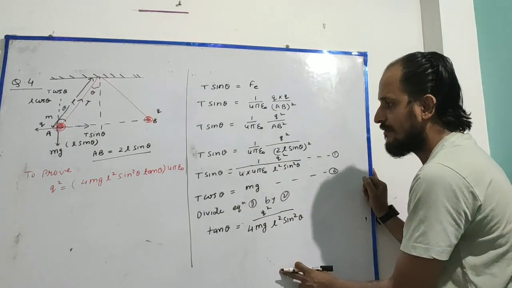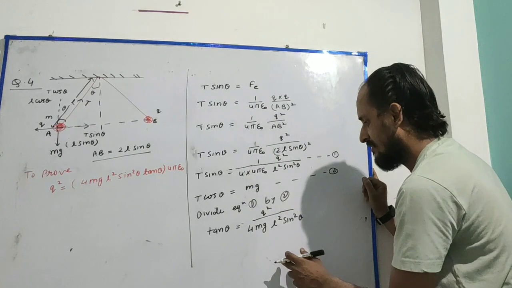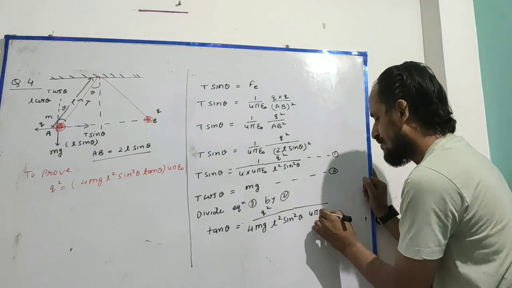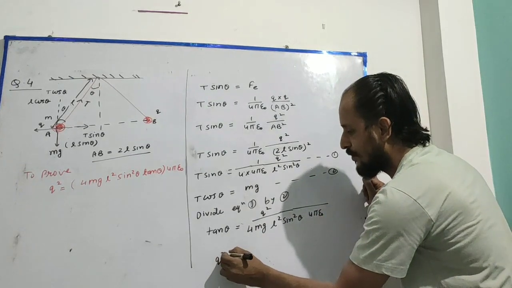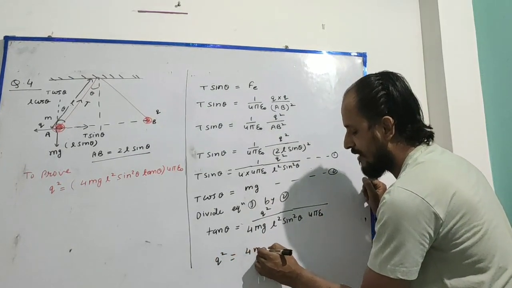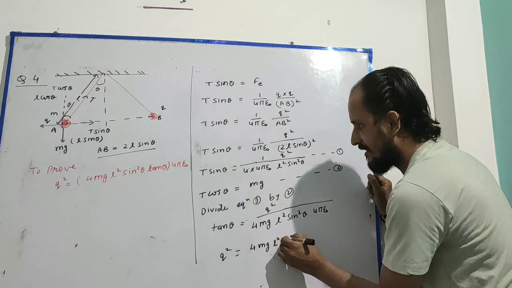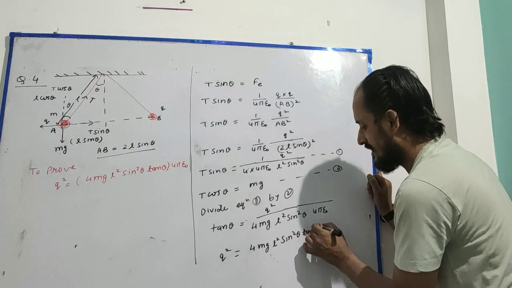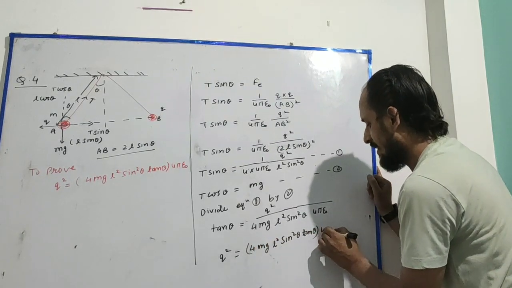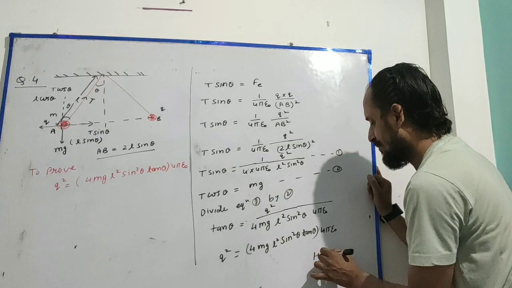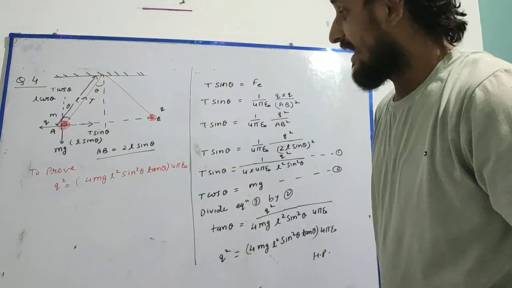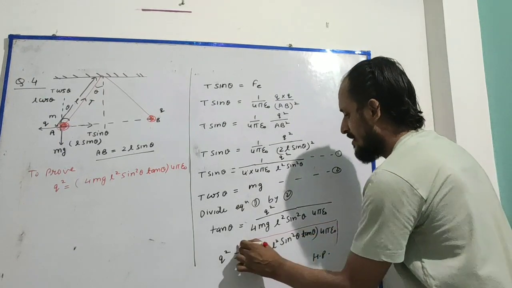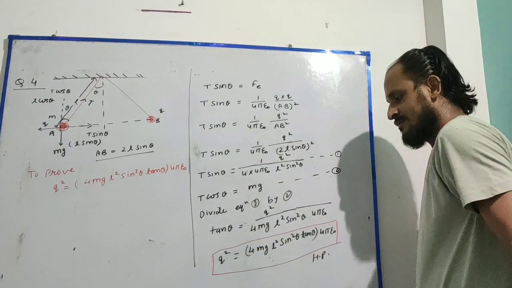Finally, if you cross multiply it, what will you get? 4 pi epsilon naught. So if you cross multiply it, q square is equal to 4 mg L square sin square theta tan theta 4 pi epsilon naught. Hence proved. So I hope you are getting it. We have completed all 4 questions. We will discuss more questions based upon the topic later on.